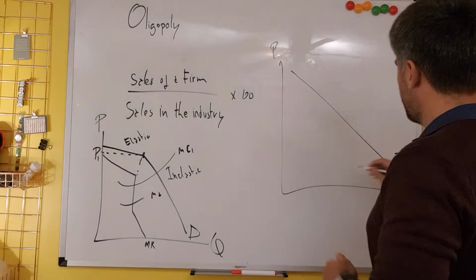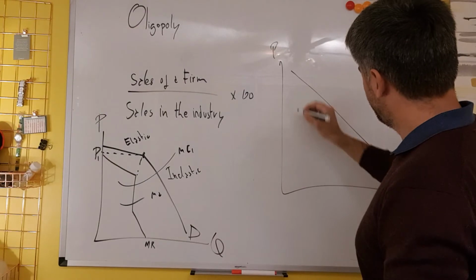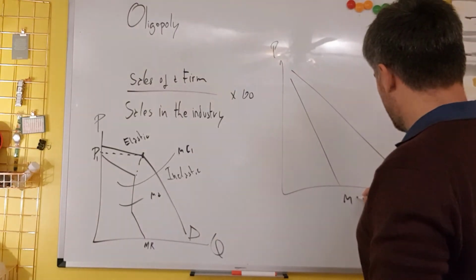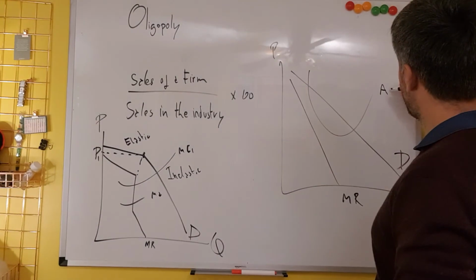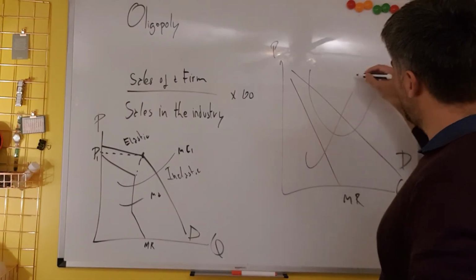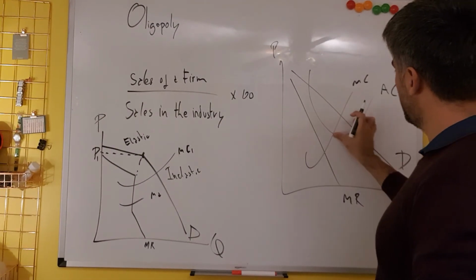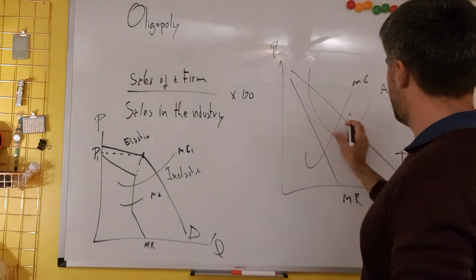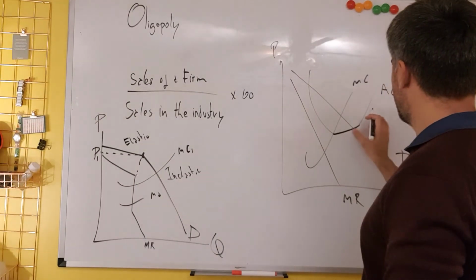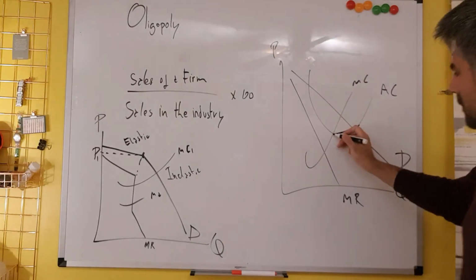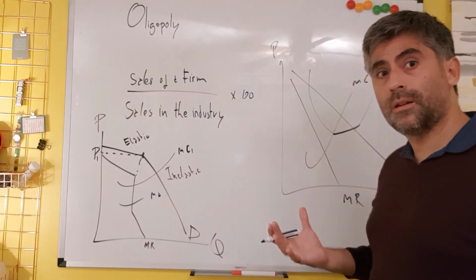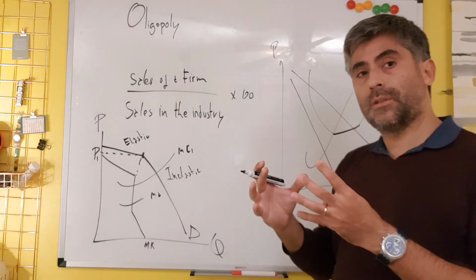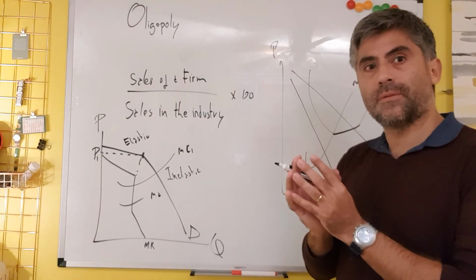So we have our demand curve. This is our marginal revenue. We have our average cost. We have our marginal cost hitting at the lowest point of our average cost curve, like that. Now, for this to work, the firms in the oligopoly need to work together.